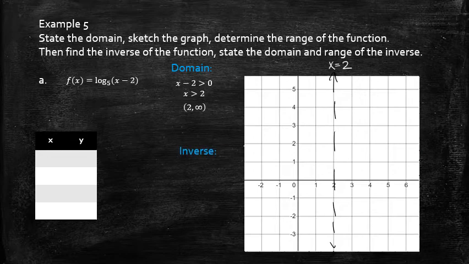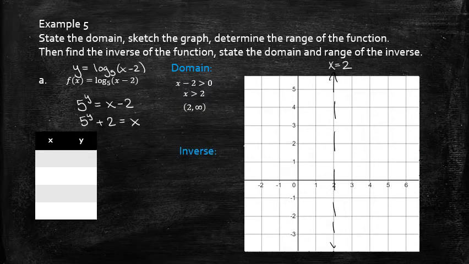Next, let's rewrite our function. I'm going to replace the f of x with y. So y equals log base 5 of (x minus 2). And now I'm going to rewrite this as 5 to the y power is equal to x minus 2, which is equivalent to 5 raised to the y power plus 2 is equal to x. Then we would pick our y values, so -1, 0, 1, and then maybe 2 depending. Sometimes that'll fit on your grid. And we'll find the corresponding x values.